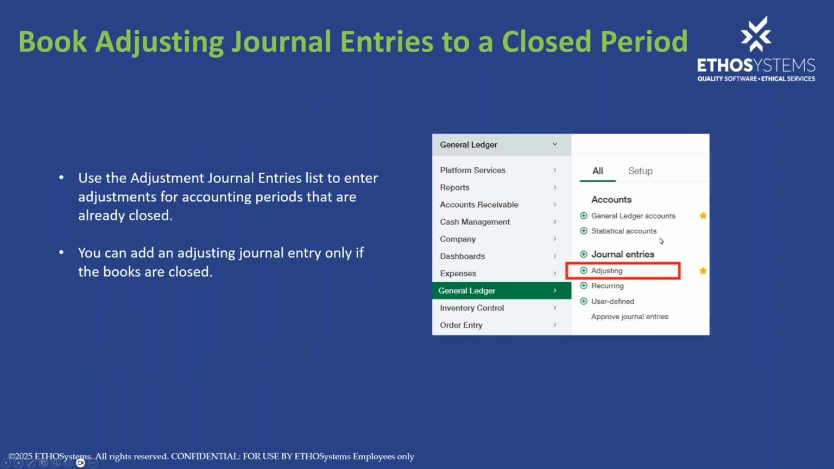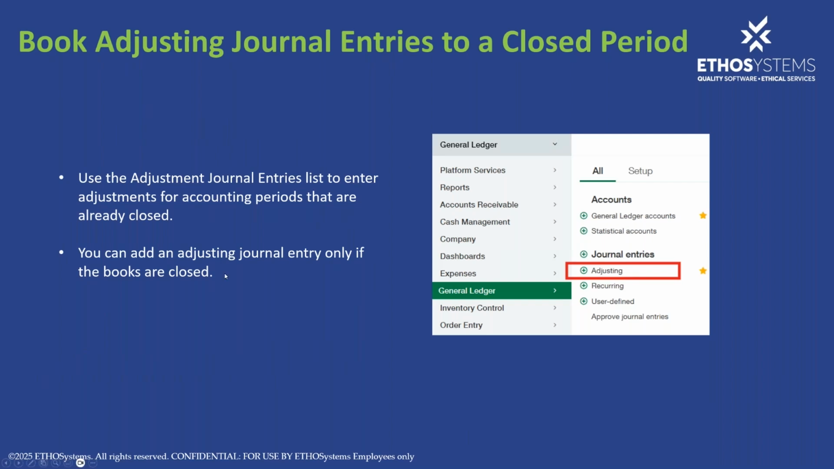Now, typically what I recommend with my clients as a best practice is that we do not give this adjusting journal entry permission to everybody. We lock that down. We save them from themselves. This is something that really should be admin access only, type of permissions and role. So you can use the adjustment journal entries list to enter adjustments for accounting periods that are already closed.